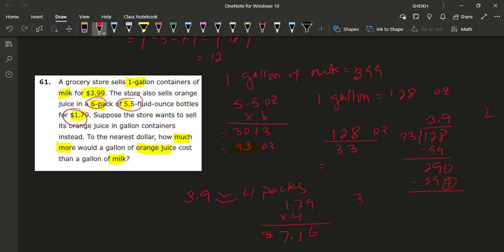So what's the difference? How much more would a gallon of orange juice cost? You're going to have to subtract, right? So $7.16 minus 3.99. So it's going to be 9 take away 16 is 7. So 10, 11, 1. And 4 take away 7 is... so the difference is going to be $3.17. Thank you.